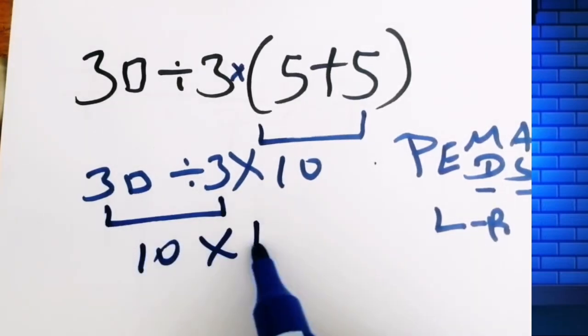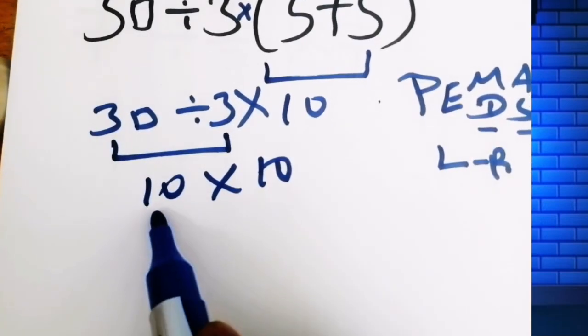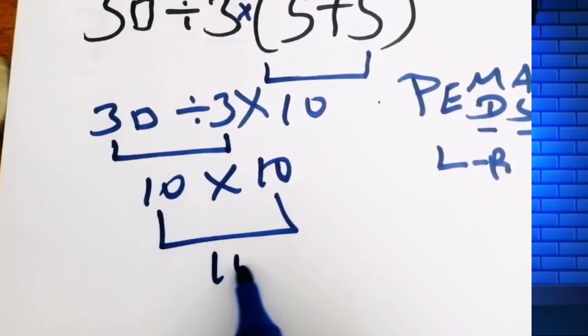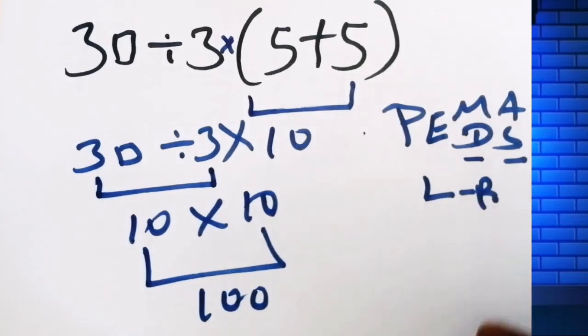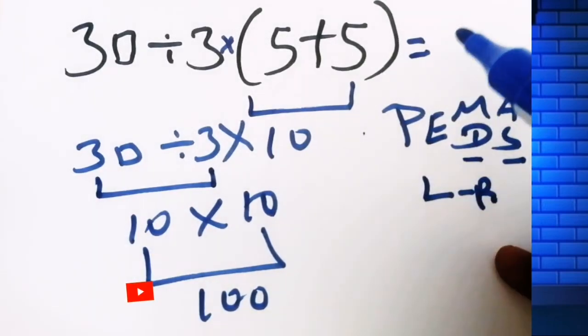Okay, then times 10, then 10 times 10 which equals 100. This is the correct answer for this problem. The correct answer is 100.